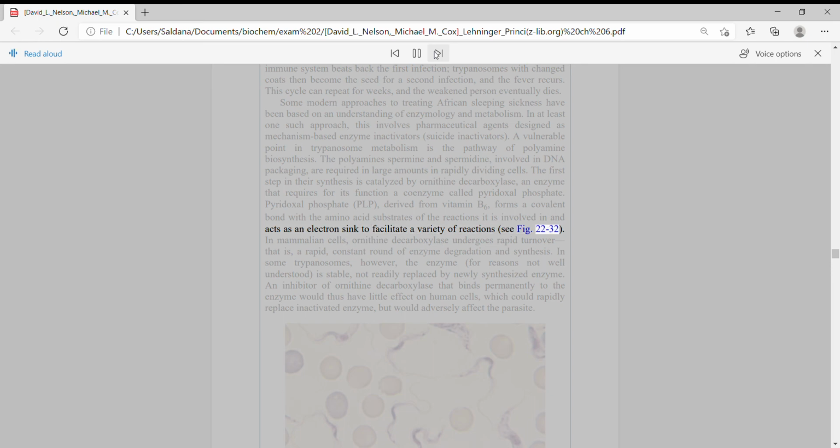22-32. In mammalian cells, ornithine decarboxylase undergoes rapid turnover, that is, a rapid, constant round of enzyme degradation and synthesis. In some trypanosomes, however, the enzyme, for reasons not well understood, is stable, not readily replaced by newly synthesized enzyme. An inhibitor of ornithine decarboxylase that binds permanently to the enzyme would thus have little effect on human cells, which could rapidly replace inactivated enzyme, but would adversely affect the parasite.